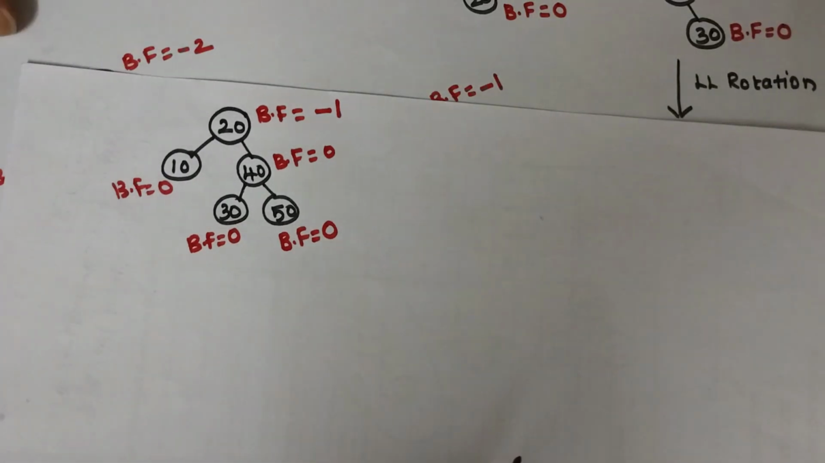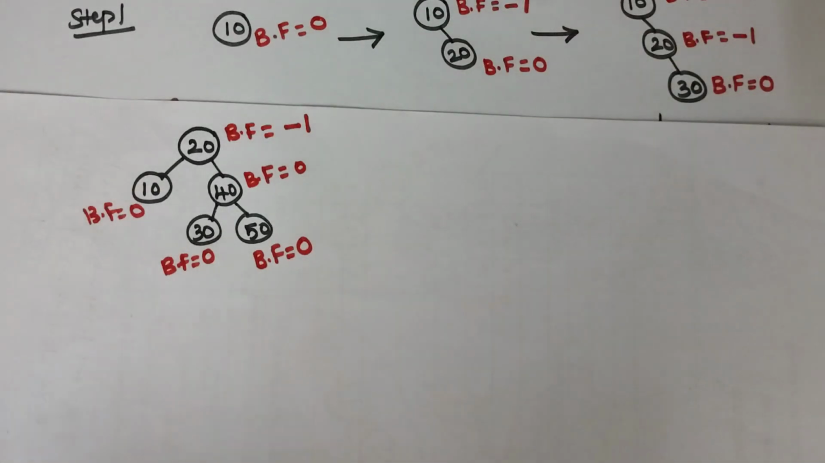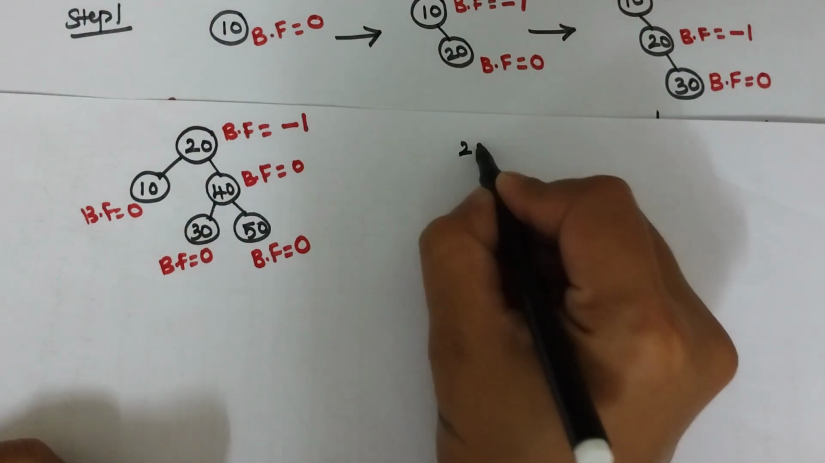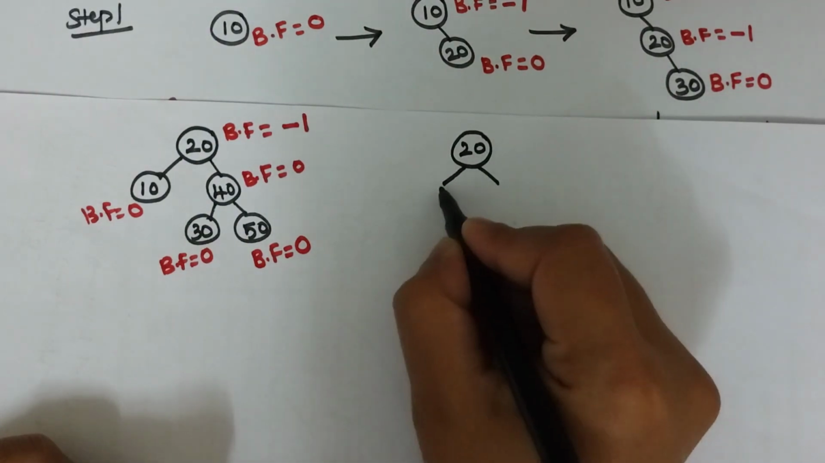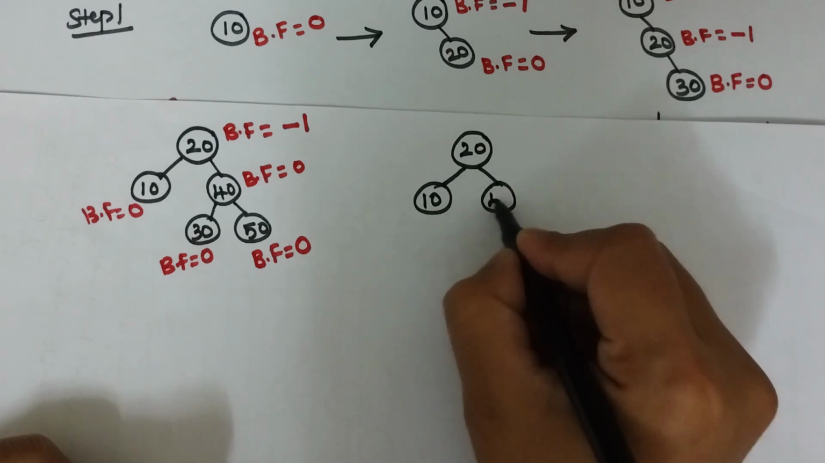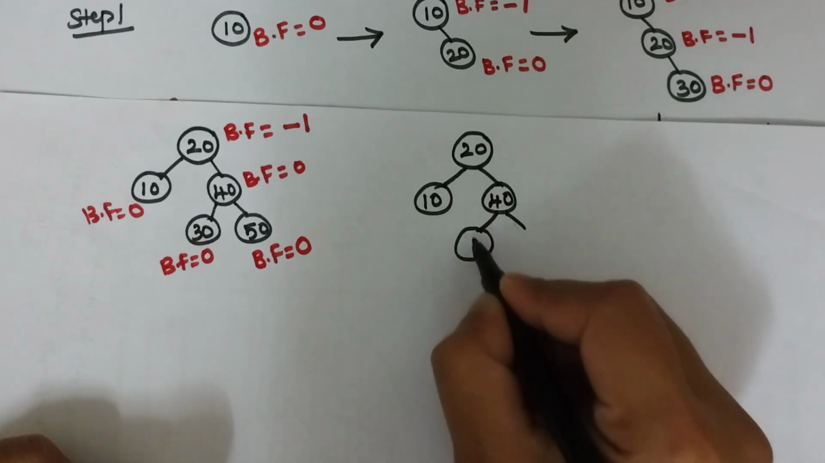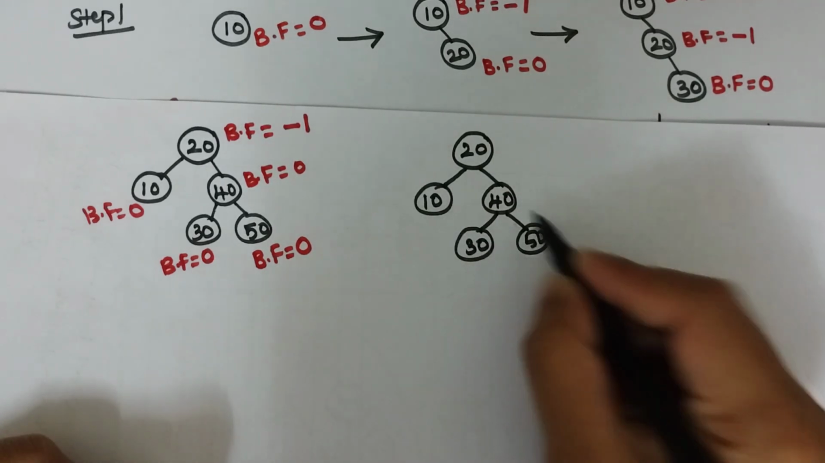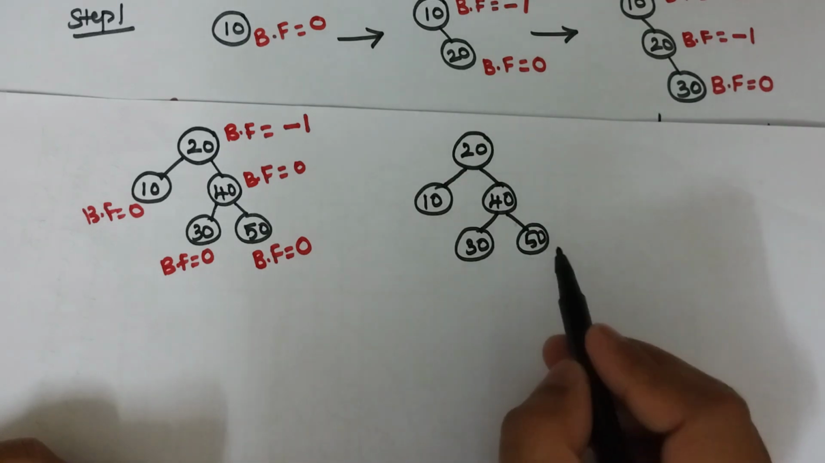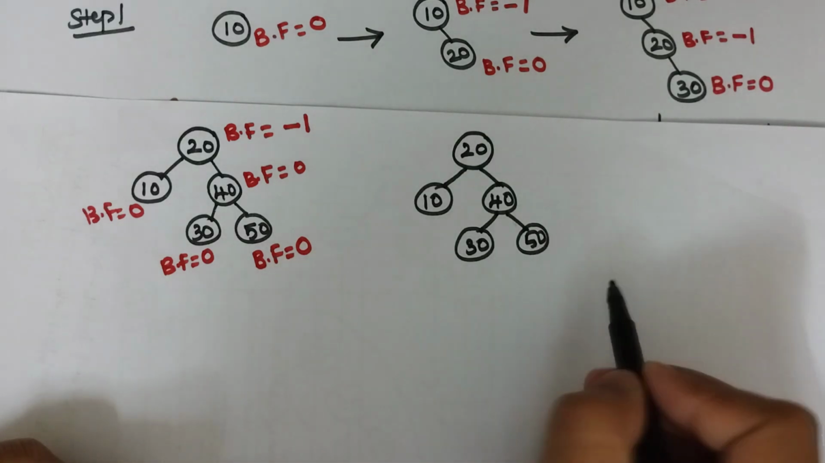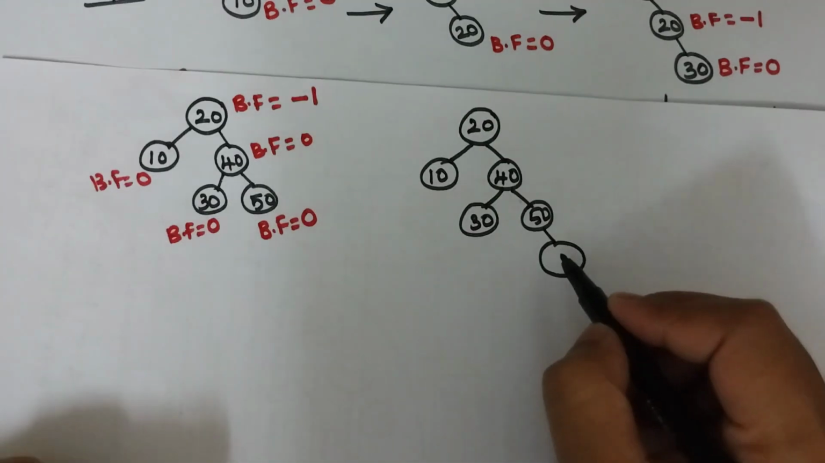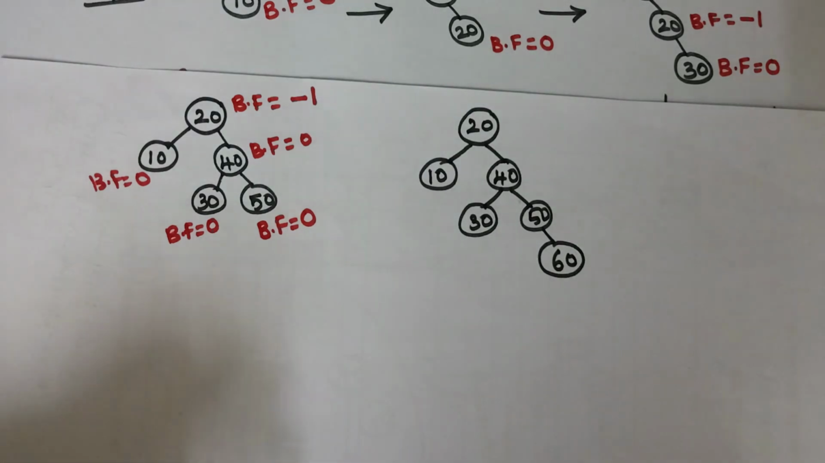Now after this, what is next? We need to insert the value 60 in this. So when we insert 60, what will be the tree structure? Compare 60 with 20. 60 is greater, move towards the right. Again compare 60 with 40. 60 is greater, move to the right side. Again compare 60 with 50. 60 is greater, move to the right side. Now 60 will get inserted to the right of 50.